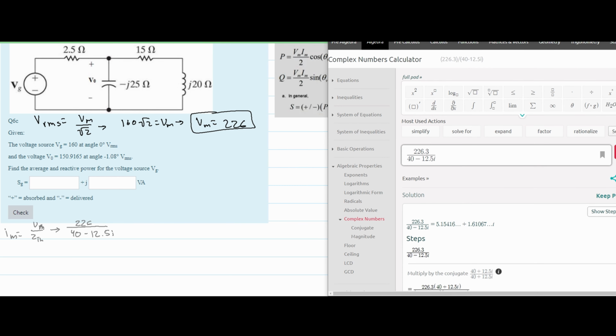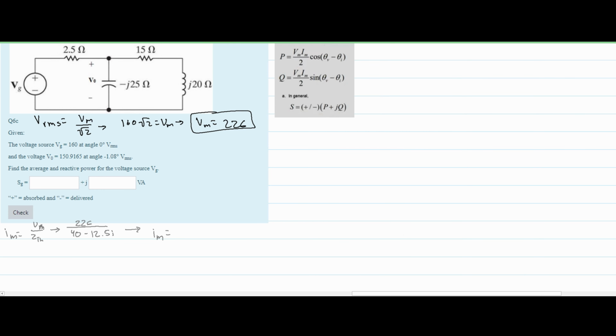After writing this in our Imax, plug it back into the calculator right here, and that is going to give us approximately 5.15 plus an imaginary number of 1.61j. If you're confused on the i's and the j's, I just use i's as placeholders for j, but they're equivalent to each other. We need this in the polar form, so we're going to convert this.